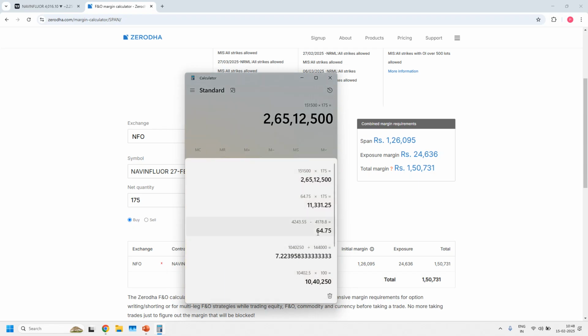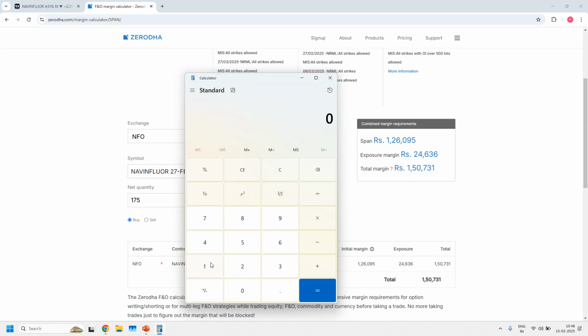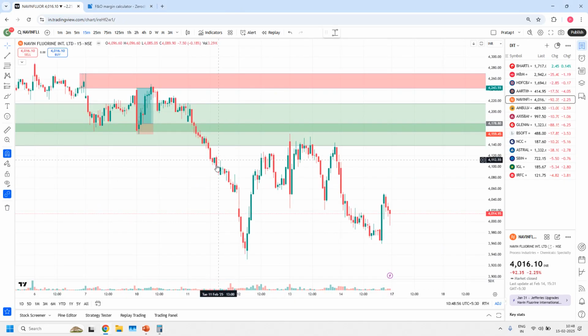I made a mistake. 11,331.25 into 100 divided by the lot size, 1,51,500 approximate value. So you would have got 7.47 ROI. That means 7.5%, the rounded value. And that too, you target reached in the intraday.